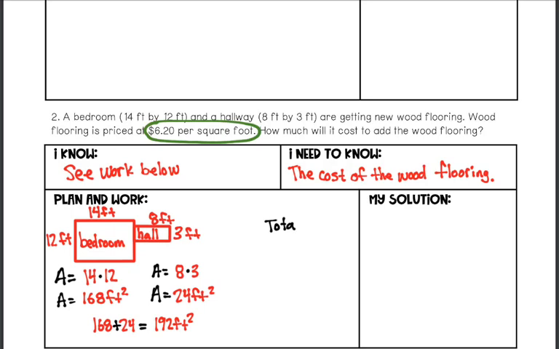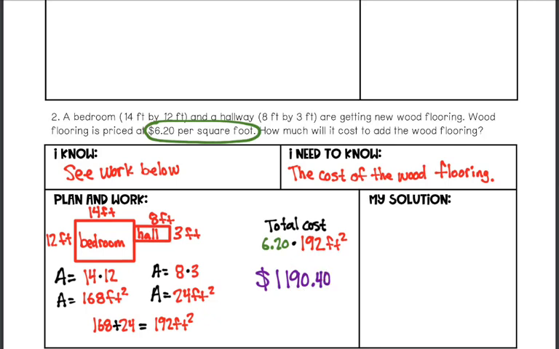With this one, I take my total cost, I take the price per square foot times the number of square feet that I'm going to be using, and that will give me my total cost. So if I do $6.20 times 192, I get $1,190 and 40 cents. So this right here would be the cost to do that.